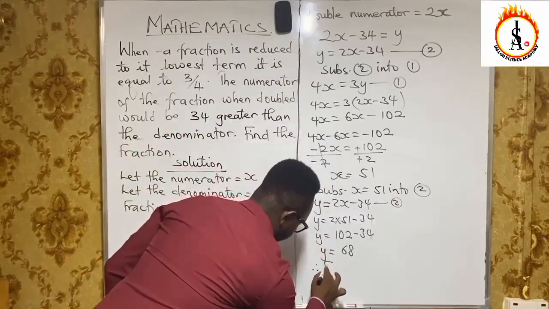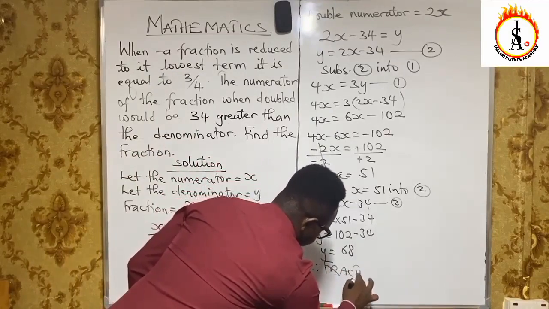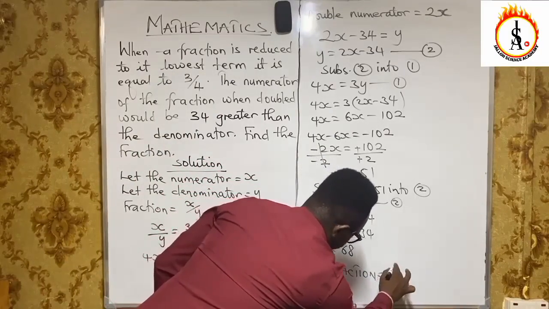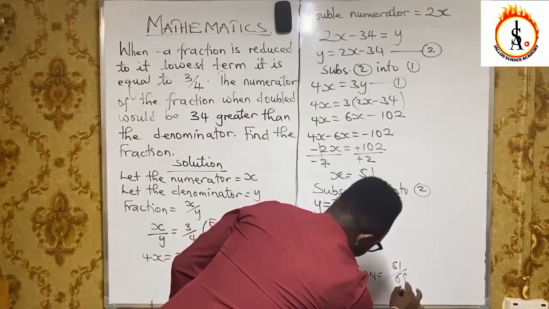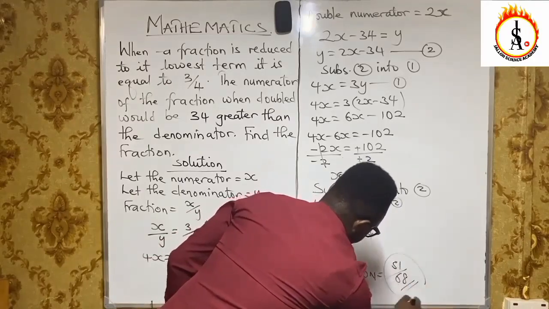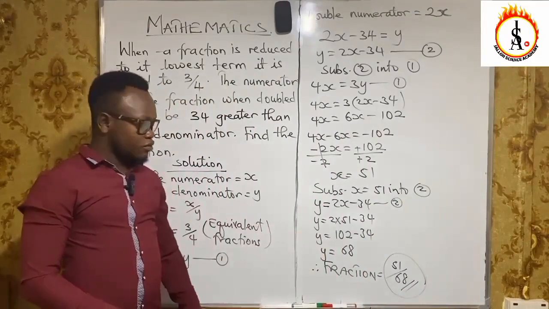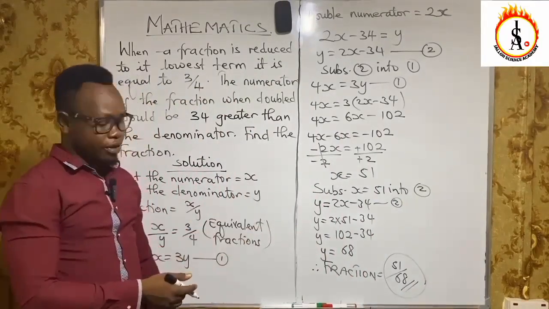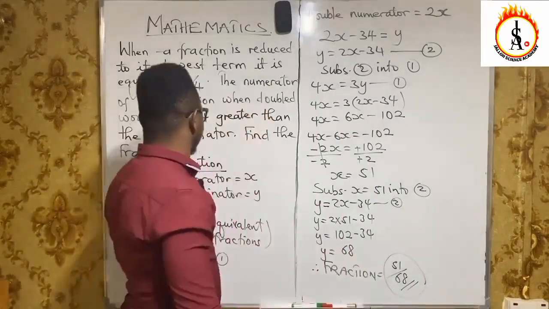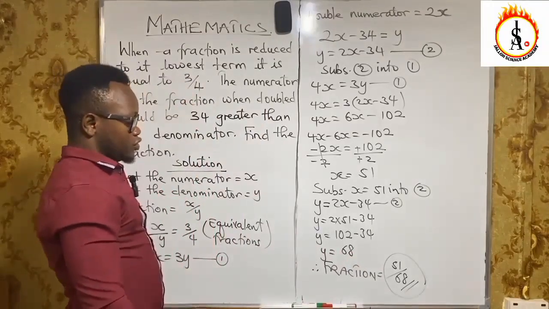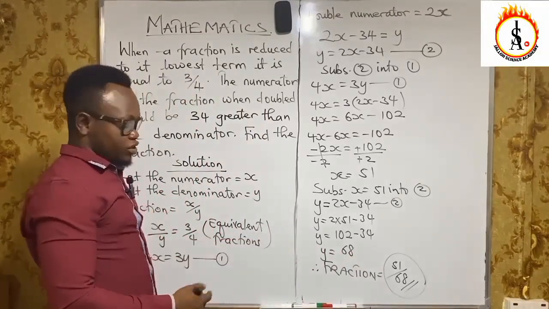Meaning our fraction is equal to 51 upon 68. This becomes the fraction that we have to calculate. Now, we want to prove if this answer is correct. So if we simplify this, we have to get 3 upon 4. What number can we divide by 51 to give us 3 upon 4?